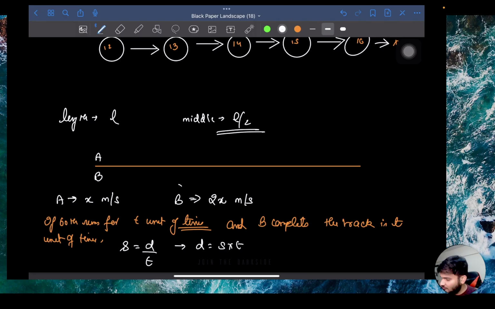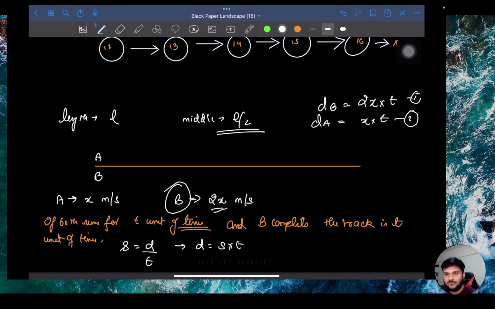So speed of B is 2x. So distance covered by B is going to be what? 2x into t, and distance covered by A is going to be what? x into t. Can I say that? Right. If you divide both of the equations, then this t will be cancelled out, right? Or you can even say you can equate both of these, right?